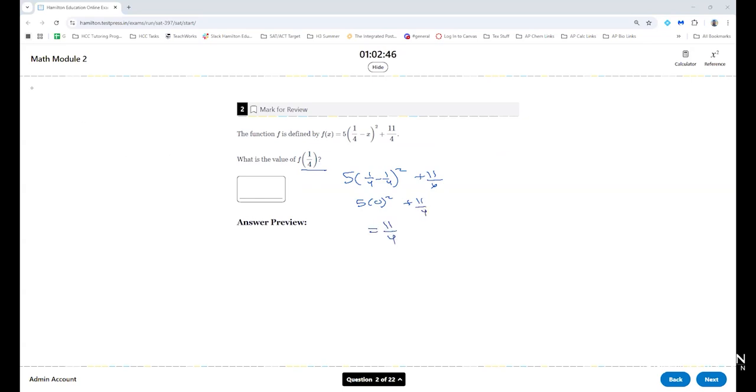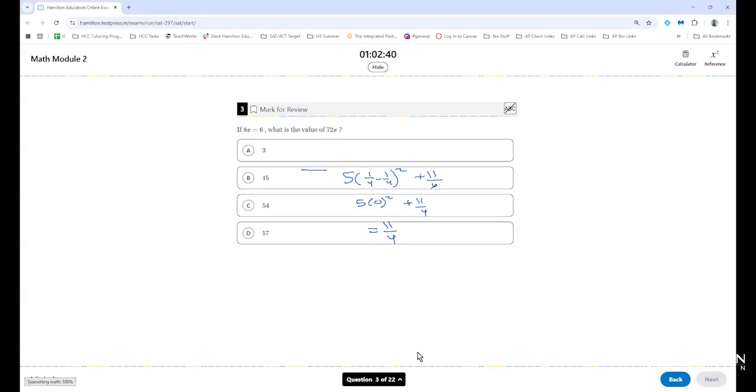And you can make it into a decimal, but we have it as a fraction, so just write it as a fraction. All right, on to question 3.